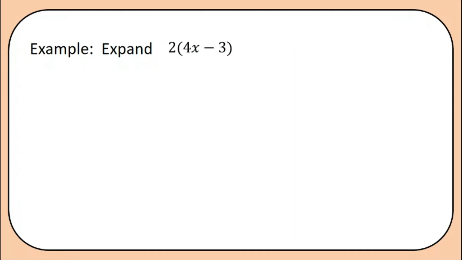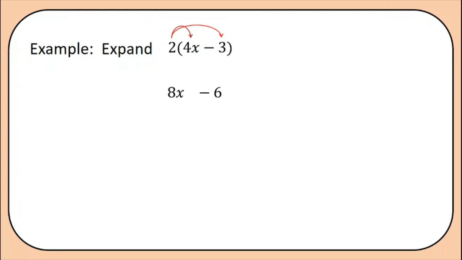Okay, now to do this, we use a very straightforward method. We simply multiply the thing outside by everything that's inside the bracket. So 2 times the 4x is 8x, because I've got 2 lots of 4x. And then 2 times minus 3 is minus 6. I do fully recommend writing it out, putting in the little arrows, and doing it just as I did there.